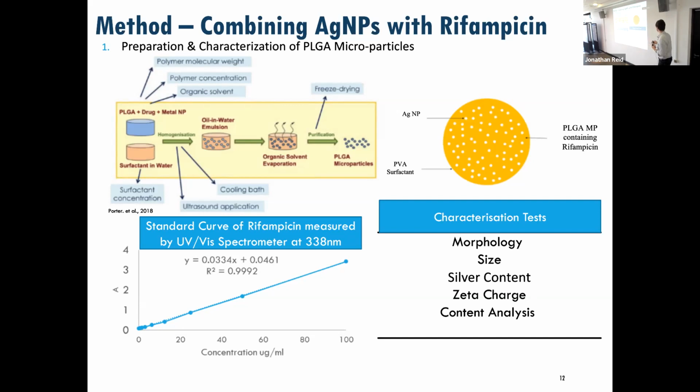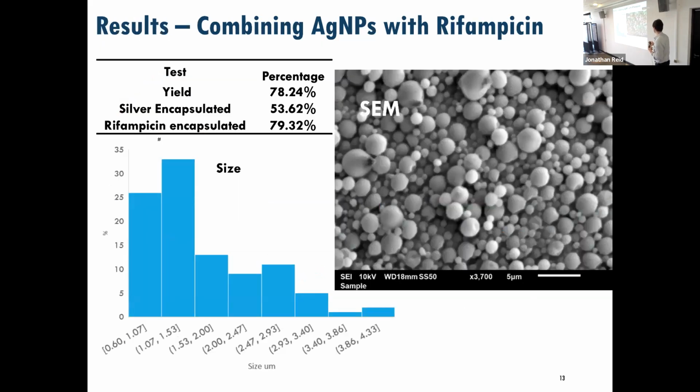The same characterization was done for this system as well. The SEM image showed that all of the particles have a size of less than 5 micrometers, which means they are in the respirable size. I also found a very high encapsulation rate of rifampicin. The rate for silver was good as well, at 53.62.